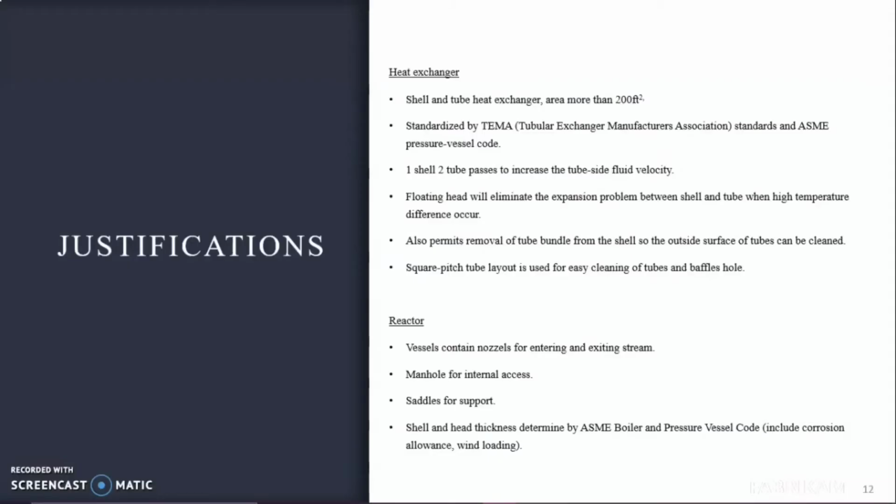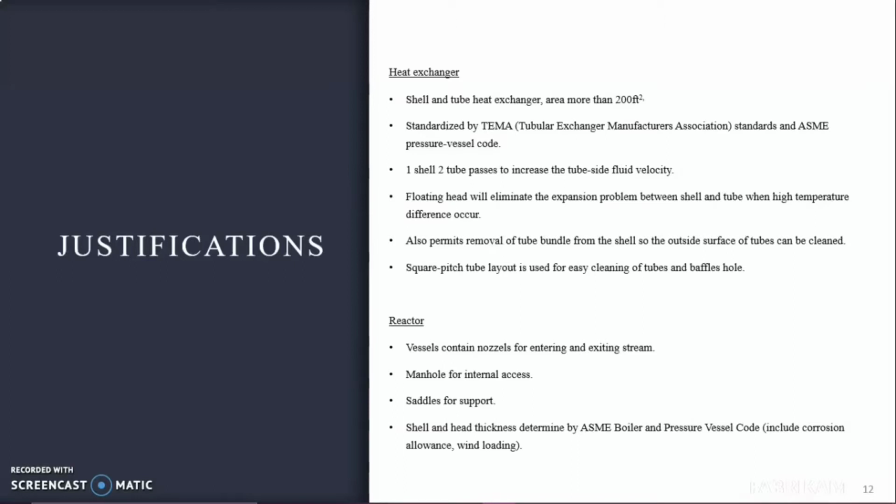All of the dimensions, the detailed dimensions and specification are given. For the mechanical design justification for the heat exchanger, we are using the shell and tube heat exchanger because the area is more than 200 feet squared. All of the design and specification are based on the Tubular Exchanger Manufacturers Association standards and the ASME pressure vessel code.